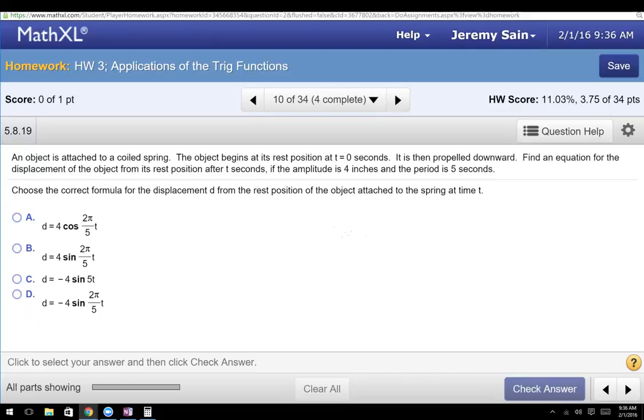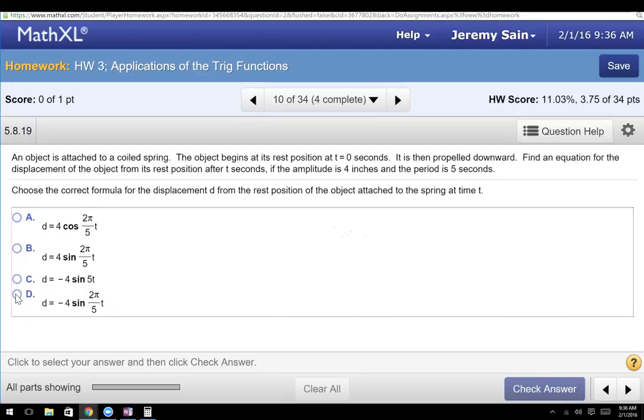So cosine starts at the top, or negative cosine starts at the bottom. Sine starts in the middle and goes up. Negative sine starts in the middle and goes down. Okay, so it's going to be negative sine. And if the period is 5, it needs to be 2 pi over 5. Cool.